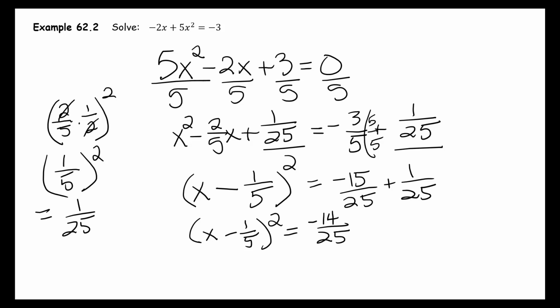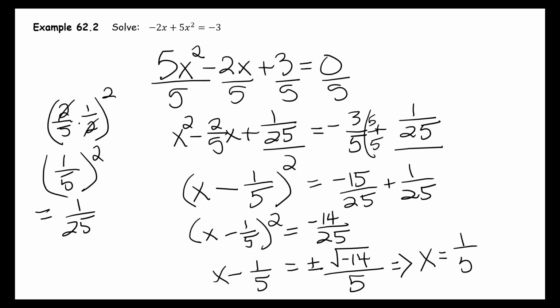Take the square root on both sides, and you will have x minus 1/5 on the left is equal to plus or minus the square root of negative 14 over the square root of 25, which is 5. And finally, we're going to add 1/5 to both sides and use Euler's notation for our answer. So x equals 1/5 plus or minus the square root of 14 i over 5.